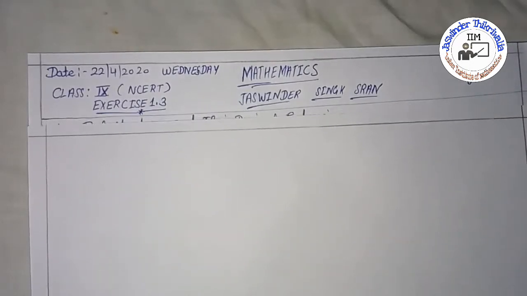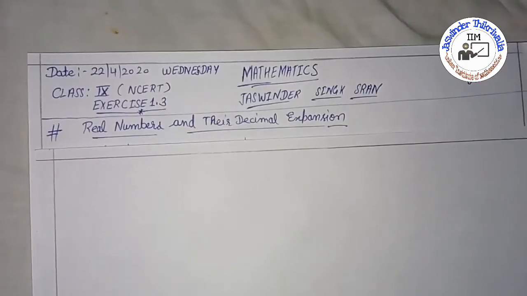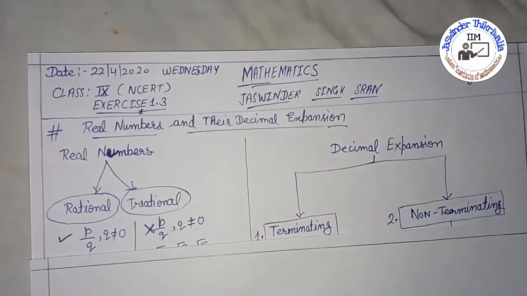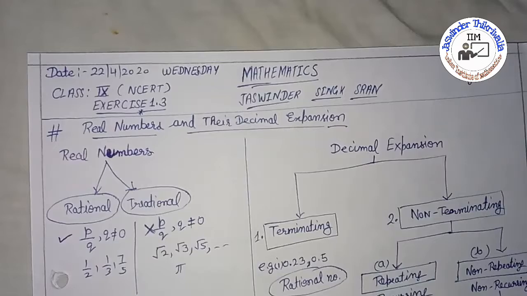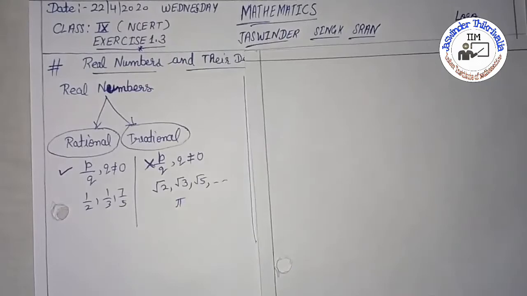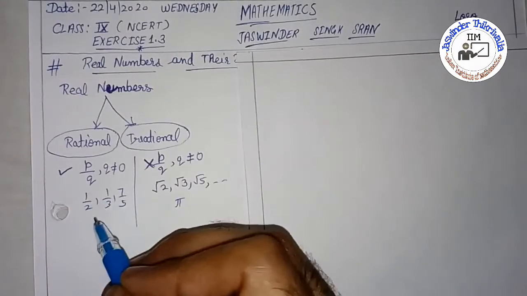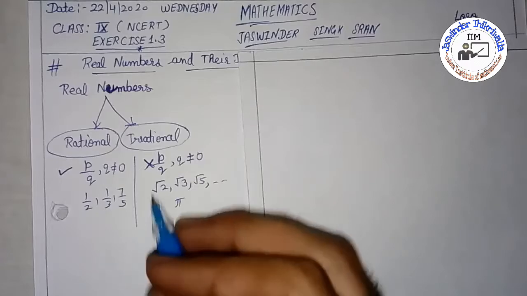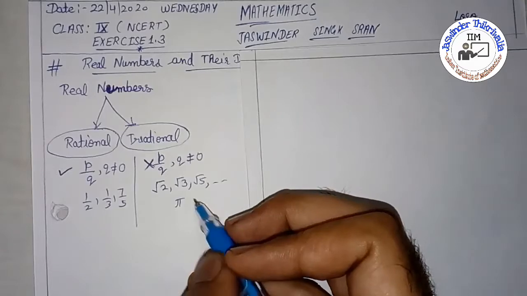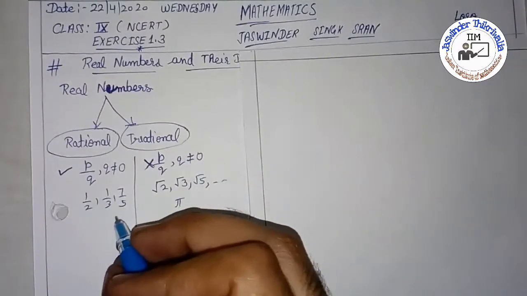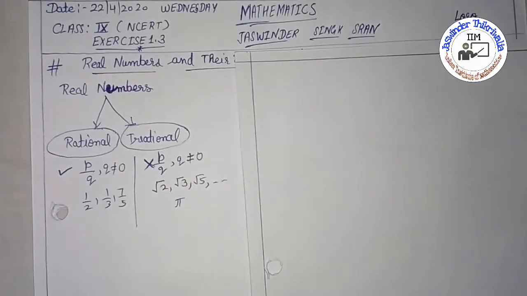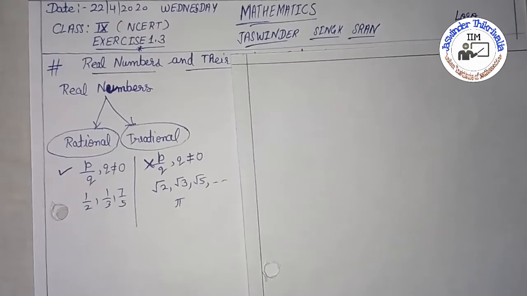In this video we will discuss real numbers and their decimal expansion. Real numbers consist of two types, rational and irrational. Rational numbers we can represent in p by q form, and irrational numbers we cannot represent in p by q form. Examples of rational numbers are 1 by 2, 1 by 3, 7 by 5. Examples of irrational numbers are under root 2, under root 3, under root 5, pi, and so on. Keep these examples in your mind. Now how can we write their decimal expansion?